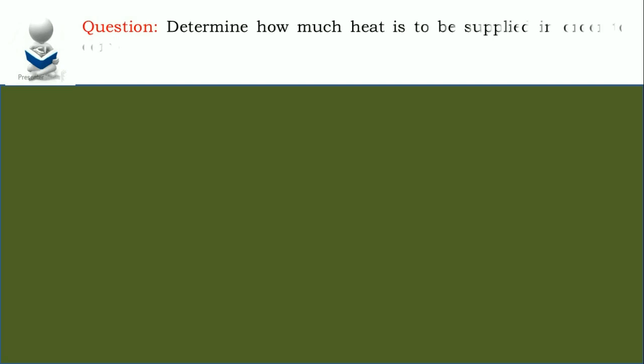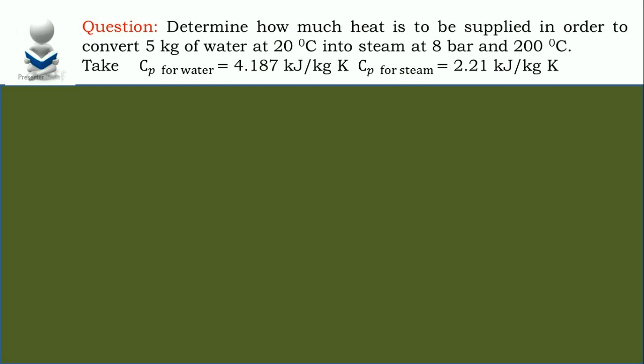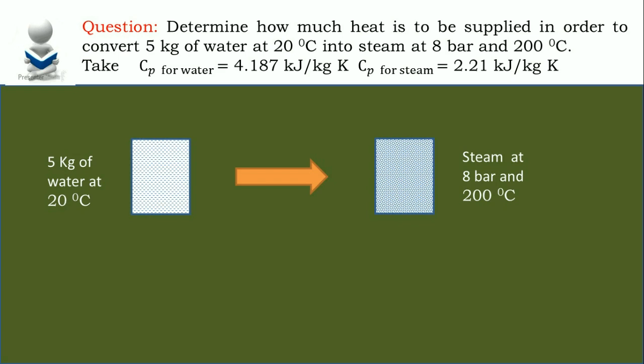The given problem is: determine how much heat is to be supplied in order to convert 5 kg of water at 20 degrees centigrade into steam at 8 bar and 200 degrees centigrade. Specific heat of water and specific heat of steam is given. We need to convert 5 kg of water at 20 degrees centigrade to steam at 8 bar and 200 degrees centigrade. We need to determine how much heat is to be supplied for that.